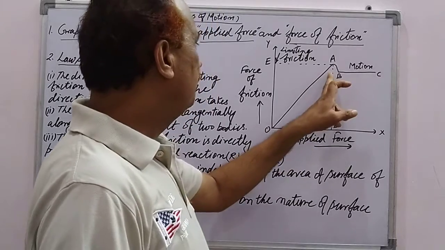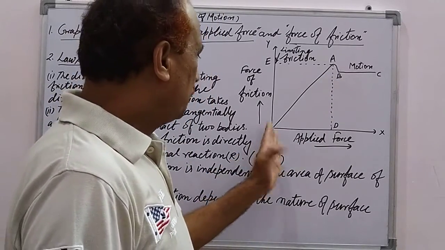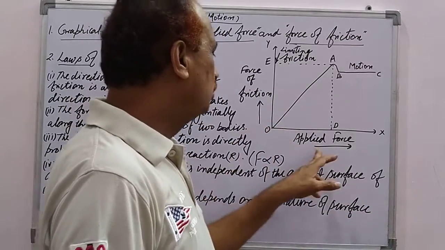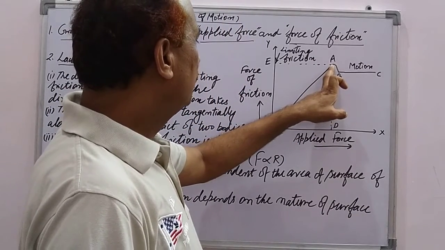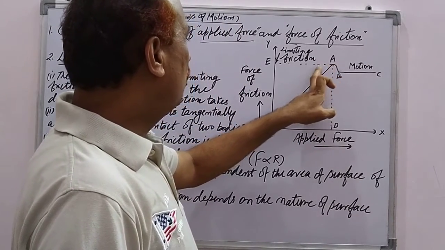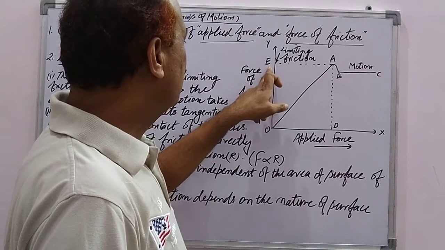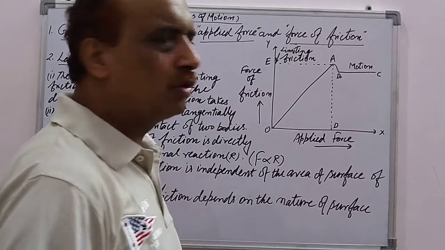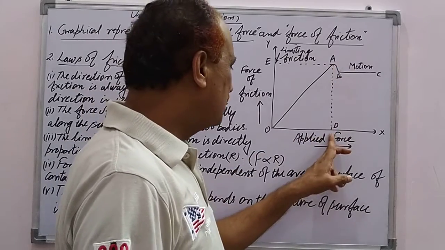The OA graph represents the proportional ratio of the static friction with respect to the applied force on the body. At point A, when we draw a horizontal line that cuts the y-axis at E, it gives the magnitude of the limiting force of friction acting on the body, and it counterbalances this amount.